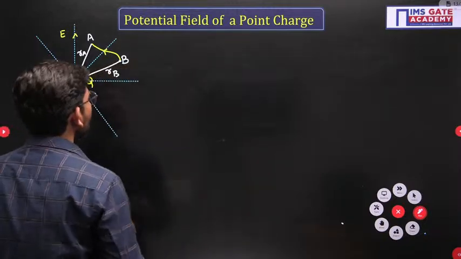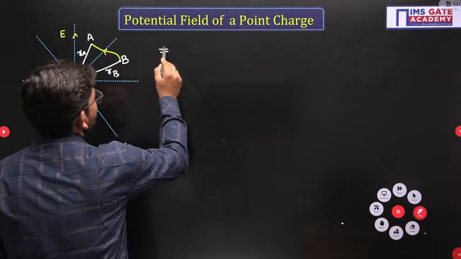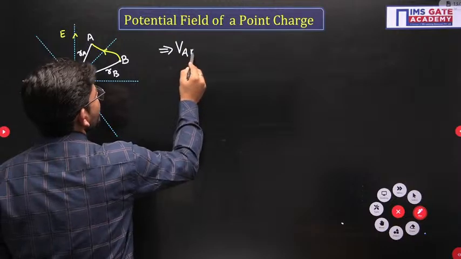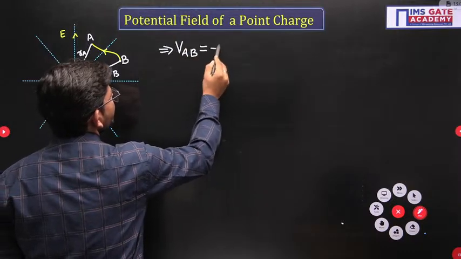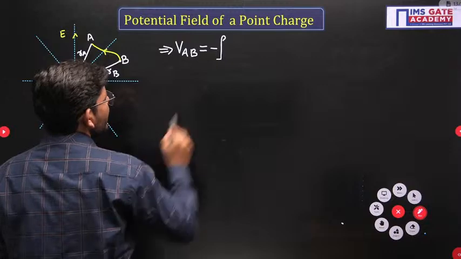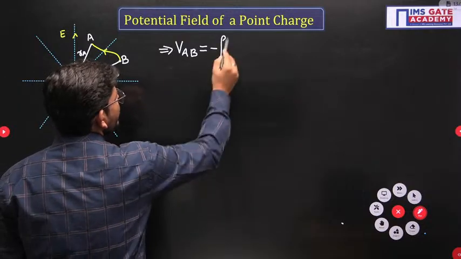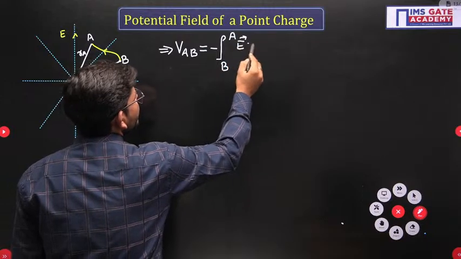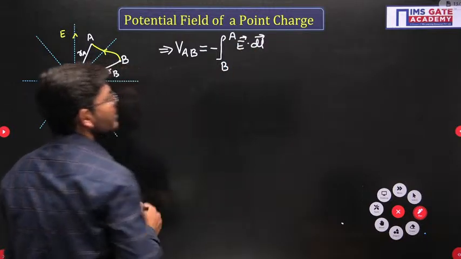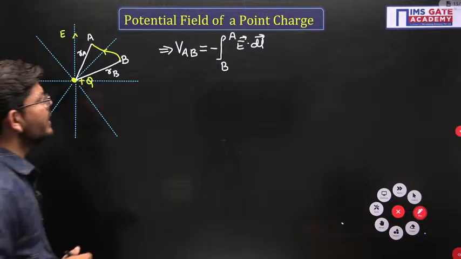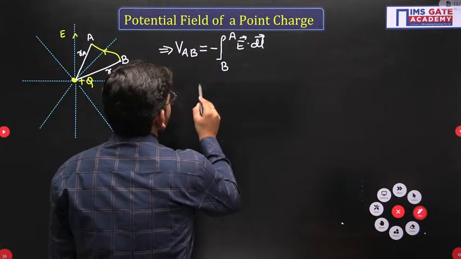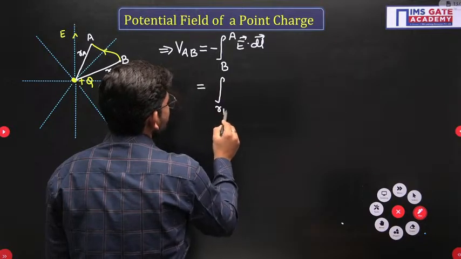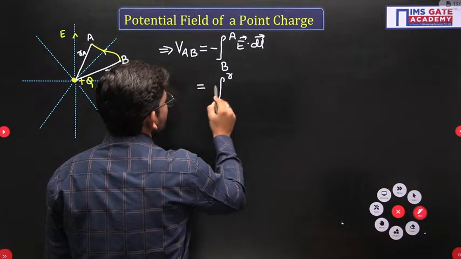So tell me how you will calculate this potential. Since we are moving from B to A, we will write VAB, and this will be minus of initial to final. So B is the initial point, A is the final point, and we will calculate it as E dot dl. Now just tell me how this will be transformed. B means the distance RB, A means the distance RA.